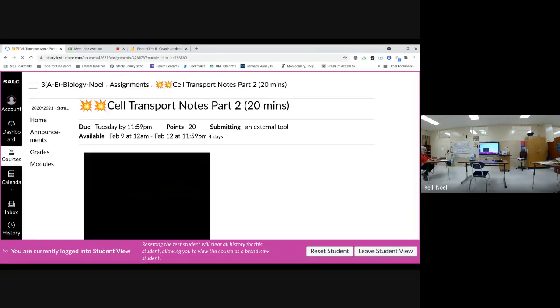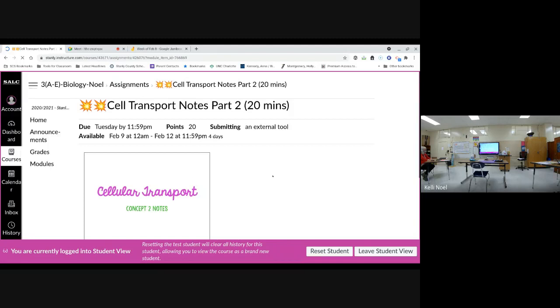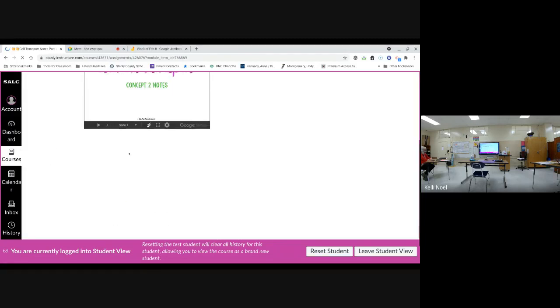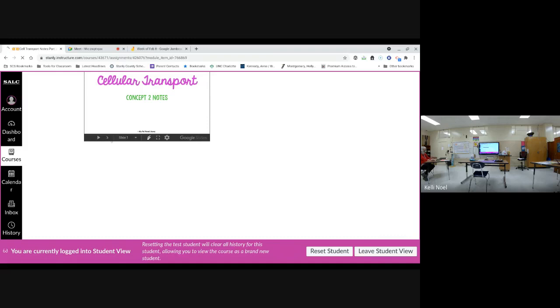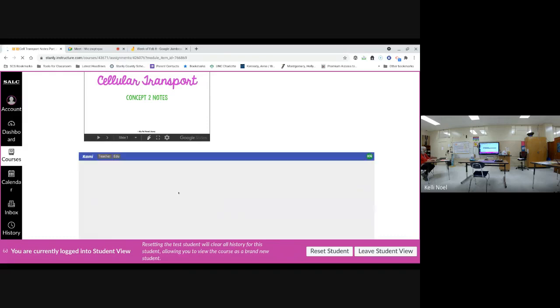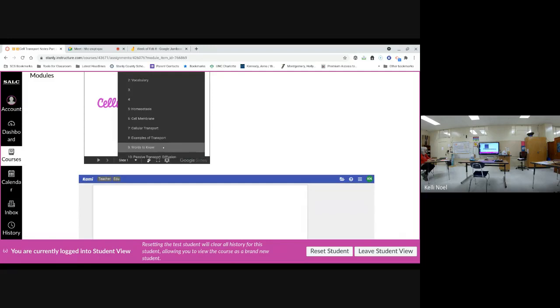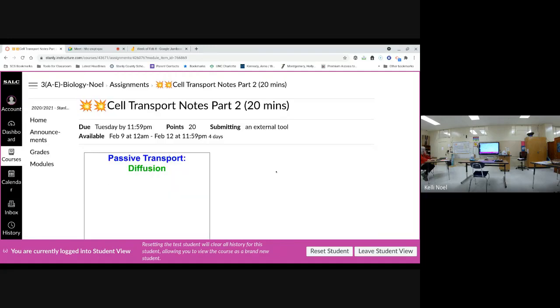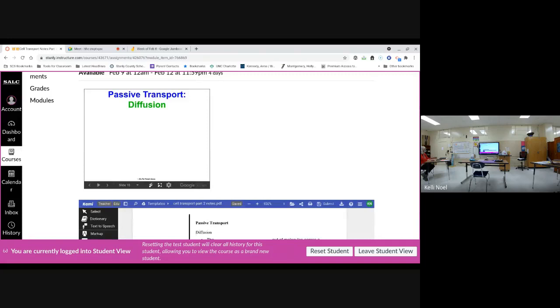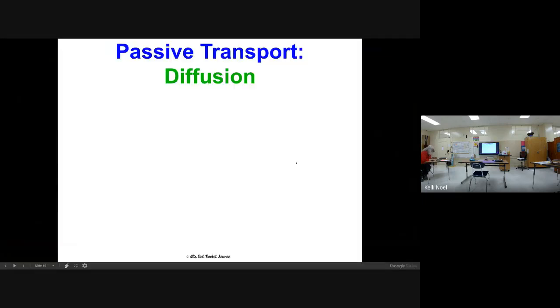You got notes yesterday. If you were here, it's going to be the back of the first page. If you were not here and you're doing it online, they should pop up right under here. So we're going to start with passive transport for those notes. And then if you weren't here yesterday and you're here today, there may be times you can back up to that first part.